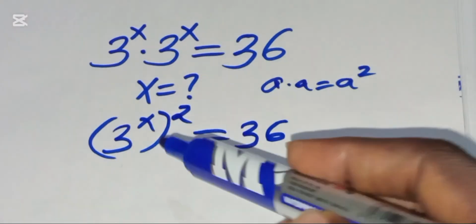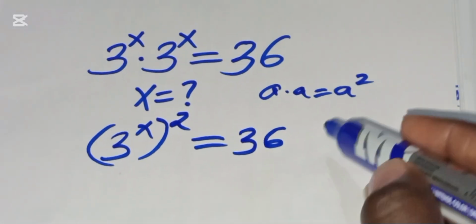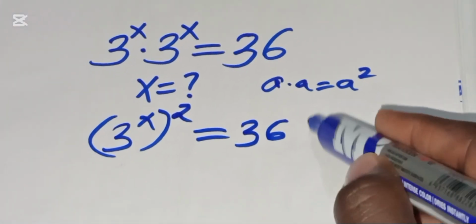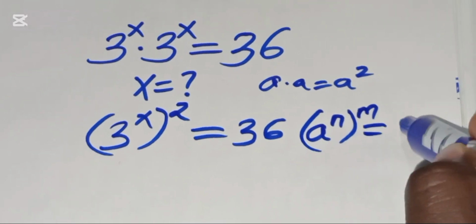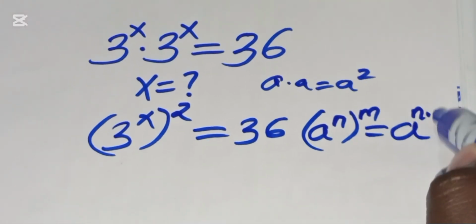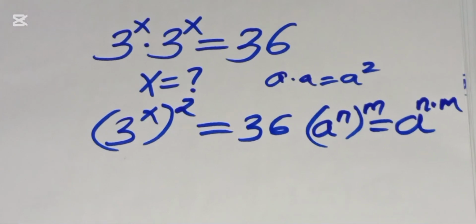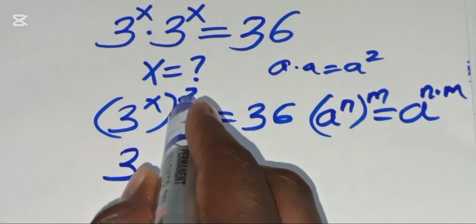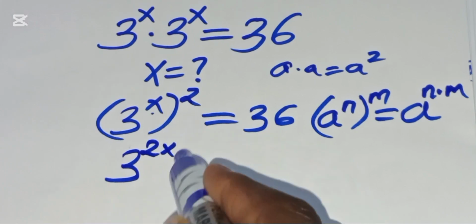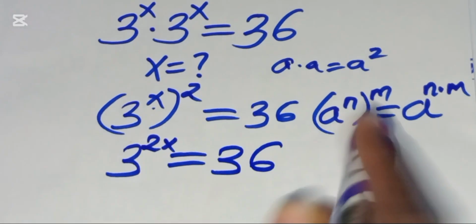Okay, now from what we have here, applying the indices identity, if you have a raised to the power n raised to the power m, we can express this as a raised to the power n multiplying by m. Now this is the same thing as 3 raised to the power 2 times x, which is 2x. This is equal to 36.